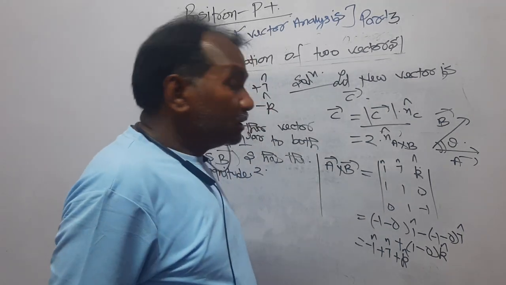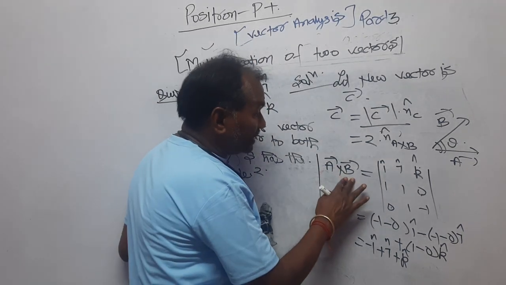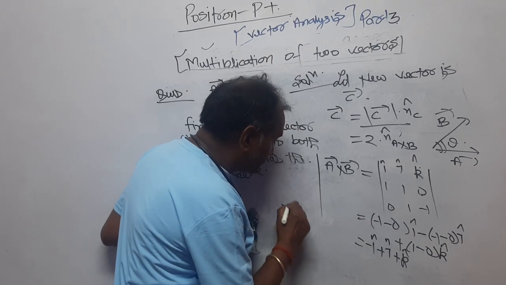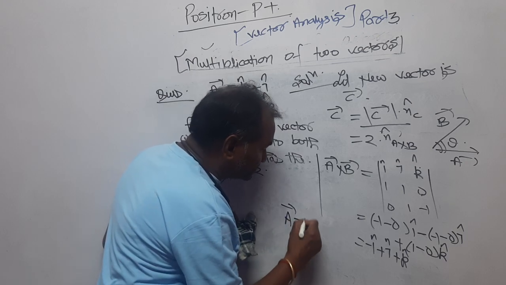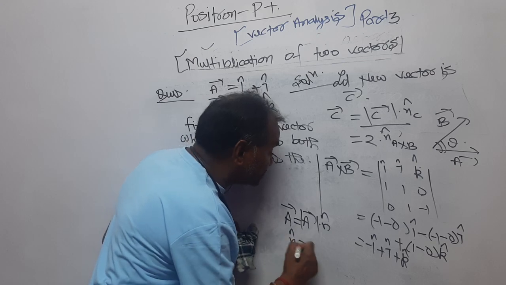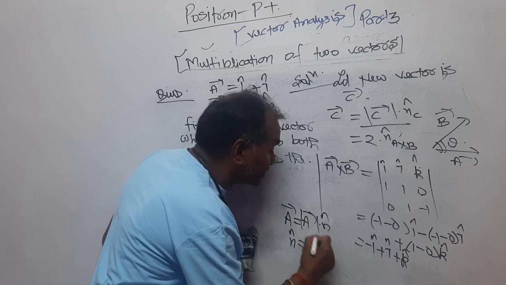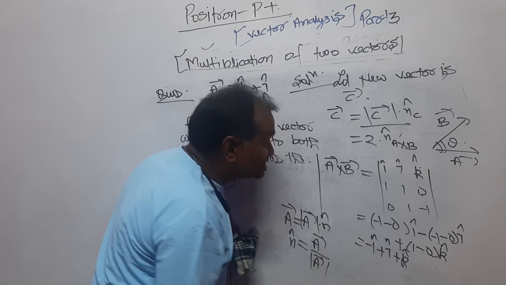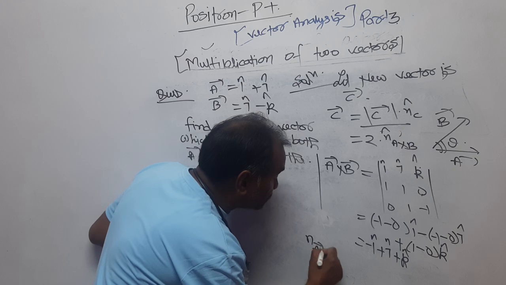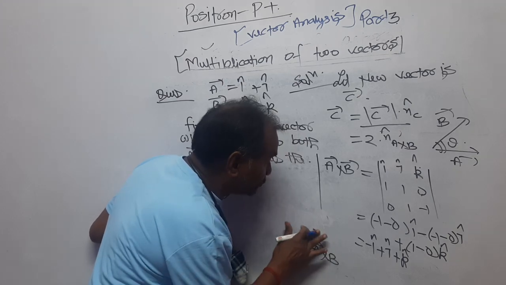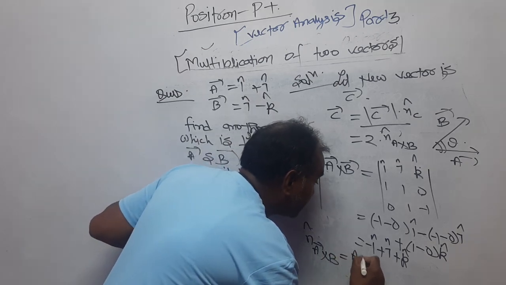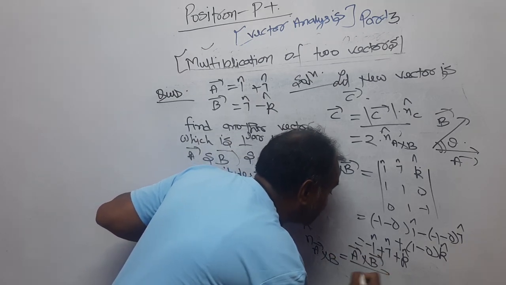What you have to find is the unit vector of A cross B. For example, for a vector A, you write it as its magnitude into n cap, which means n cap, its unit vector, is equal to vector A divided by its magnitude. In a similar way, the unit vector of A cross B will be vector A cross vector B divided by its magnitude.